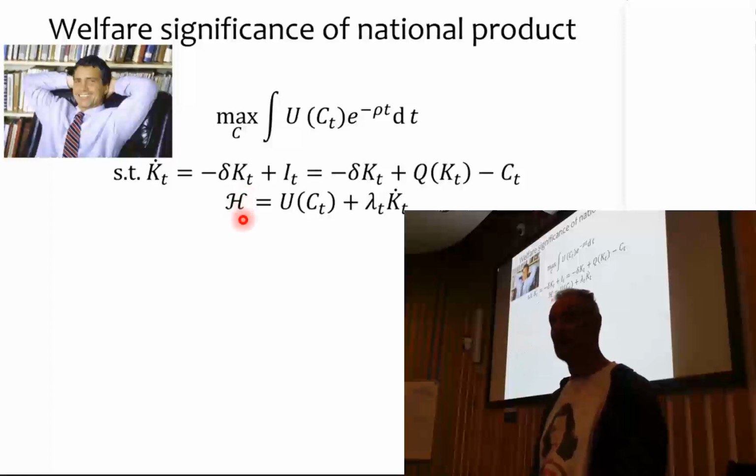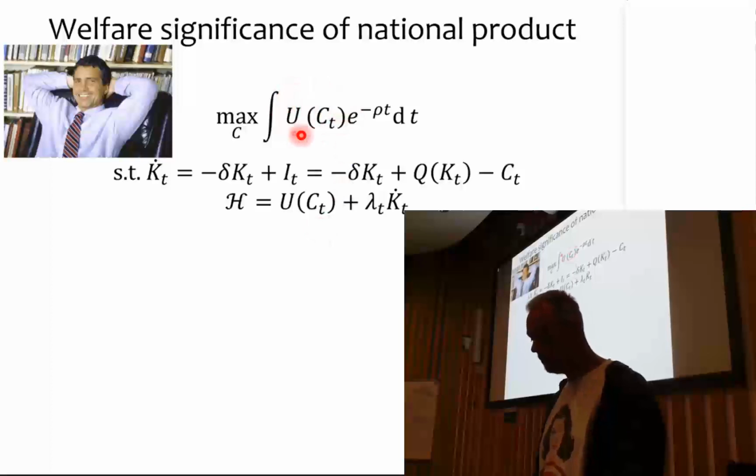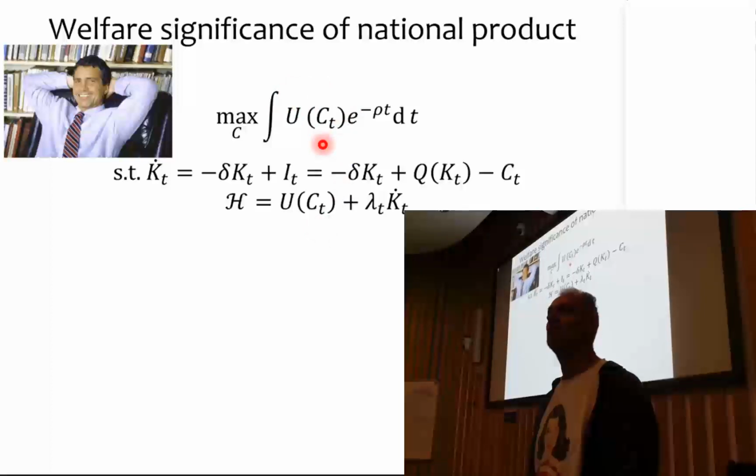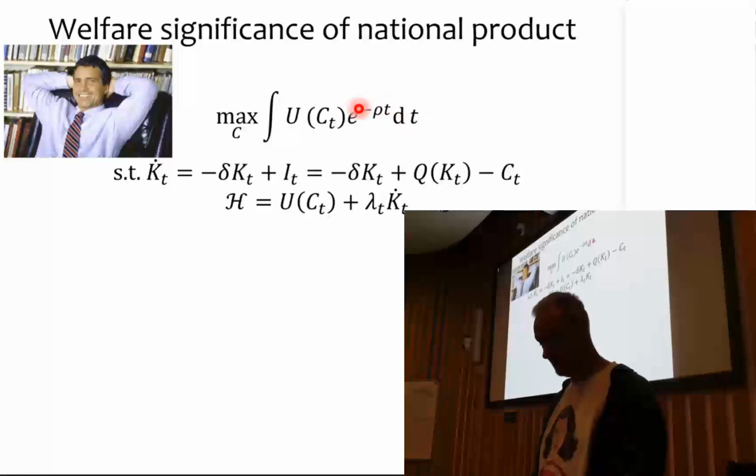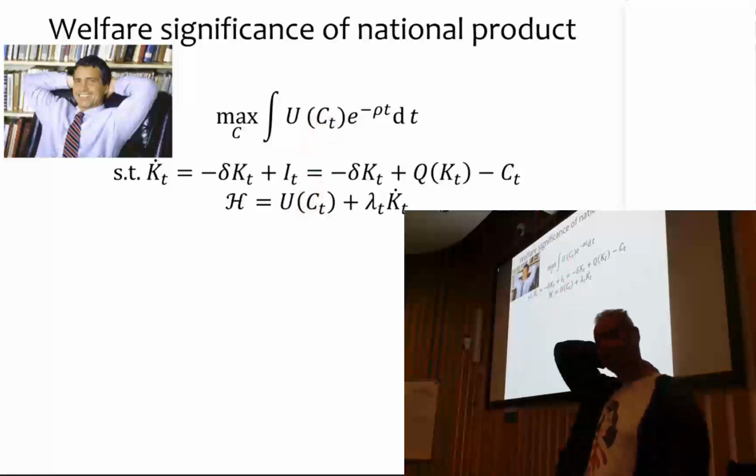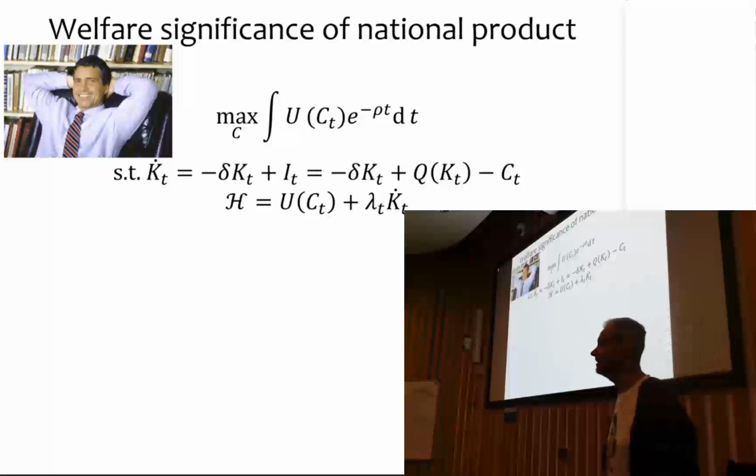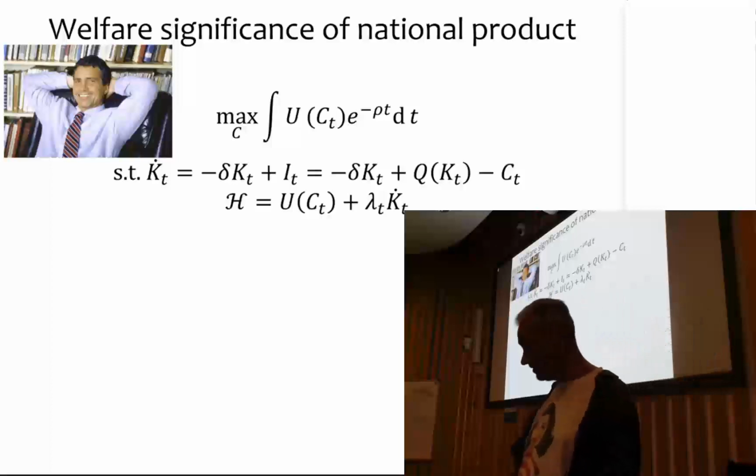So the Hamiltonian equals the current objective function. What you do is you throw away the integral as well as the discount factor, and you just take your current objective. You stick that in here. That's the first element of the Hamiltonian, and it's already simpler than the Lagrangian, right? Now you need to carry much more.